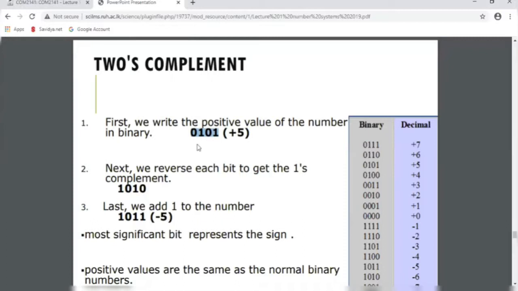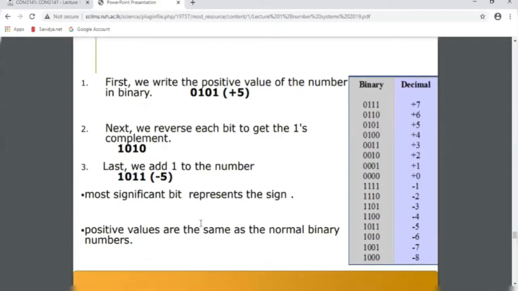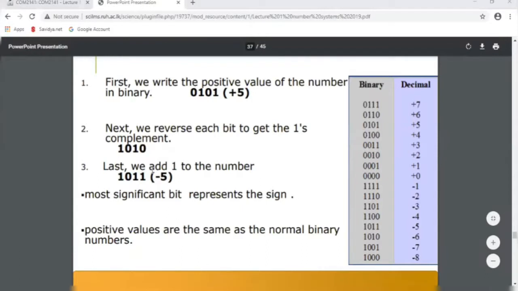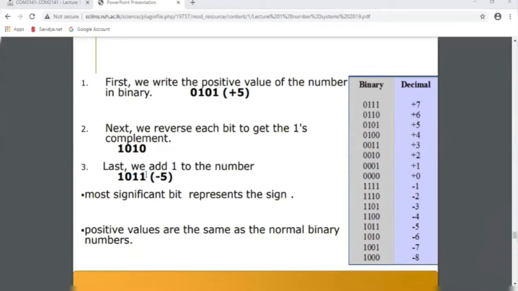Okay, so for this number, what we do is we add 1. So when 1 is added, we will get this number as the result, which would represent -5. So how can you verify that this represents -5? You should know the reverse: if you are given the 2's complement number, you should be able to get the corresponding value like this. So how could you get that?